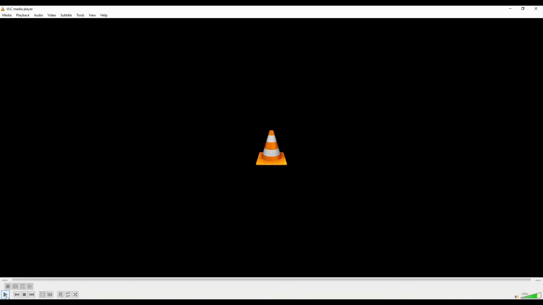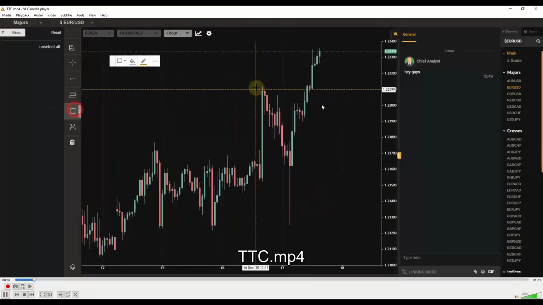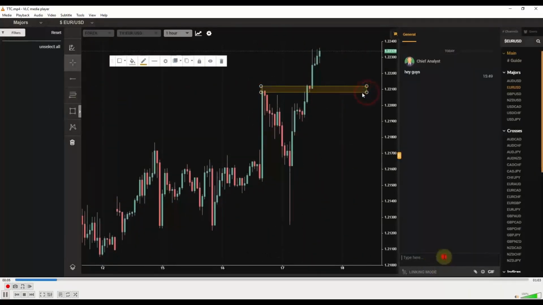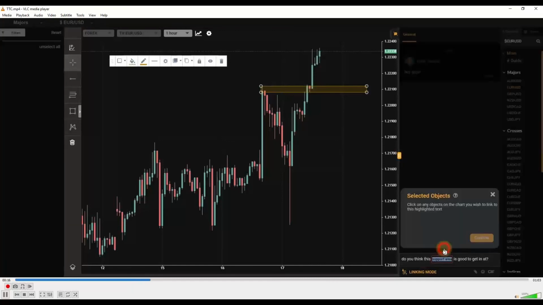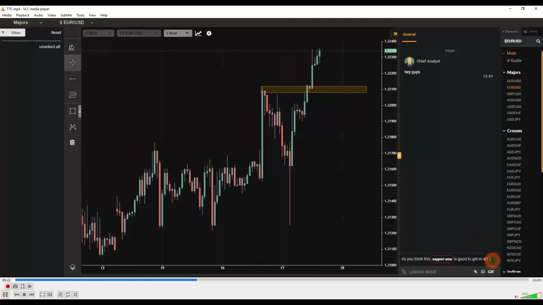This is what I call the private trading room, which we will be relaunching next month. This is where you can find me every single day, with the rest of my team, teaching people how to trade. And this is where you can practice your trading. So imagine this is a chart. We draw a support level here, and maybe you have a question. You can ask, do you think this support area is good to get in at? You can highlight this text, link it to the chart, click it, and then confirm.